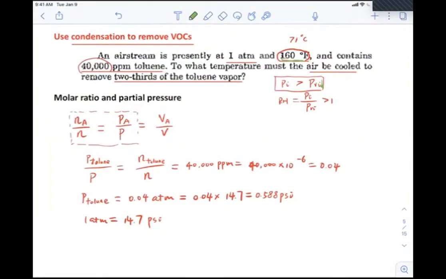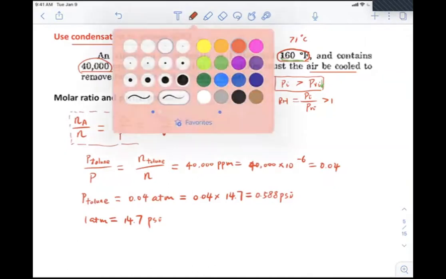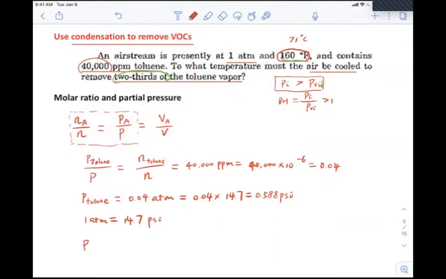Okay, so if you look back on this problem, it's asking what is the temperature at which we can remove 2/3 of the toluene vapor. If we remove 2/3 of the toluene vapor, the partial pressure under the cooled condition is just going to be 1/3 of its original partial pressure. So that's 1/3 multiplied by 0.588, which is going to be 0.196 psi. So we have to find the temperature where the vapor pressure of the toluene is 0.196.